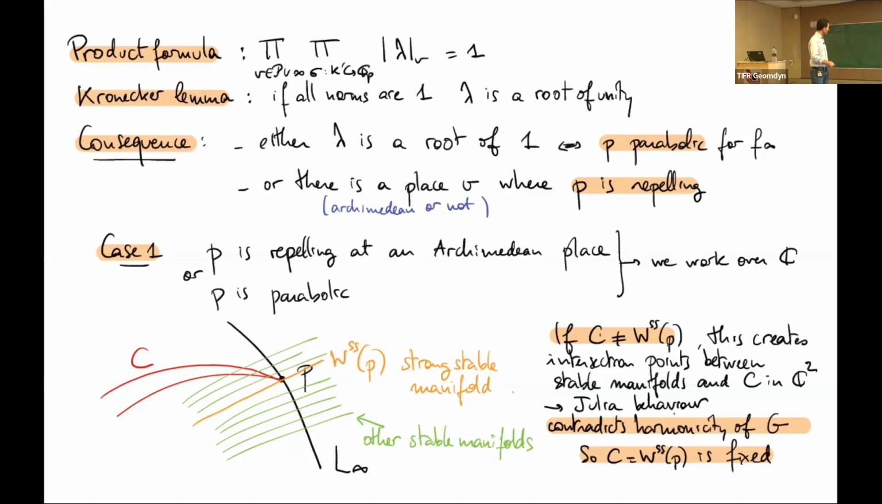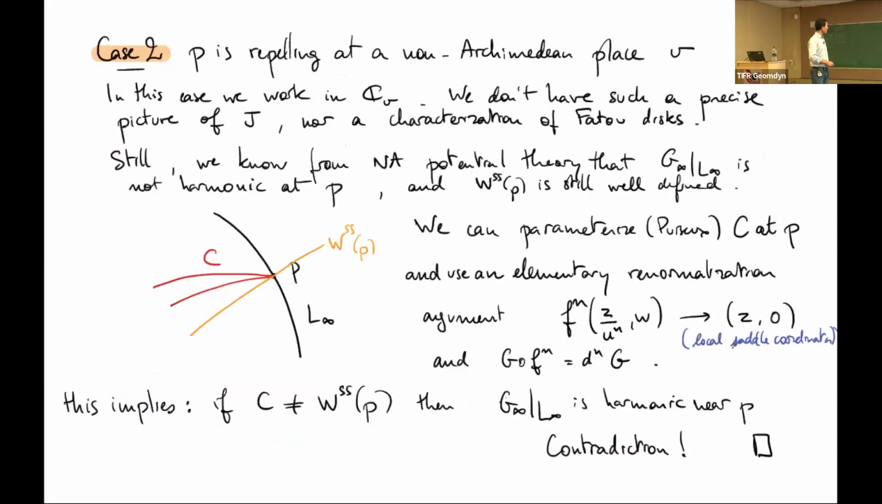And now I say that at every such intersection, the Green function cannot be harmonic. And now over the p-adic numbers, it's basically the same picture, except that you don't have the Green lamination.